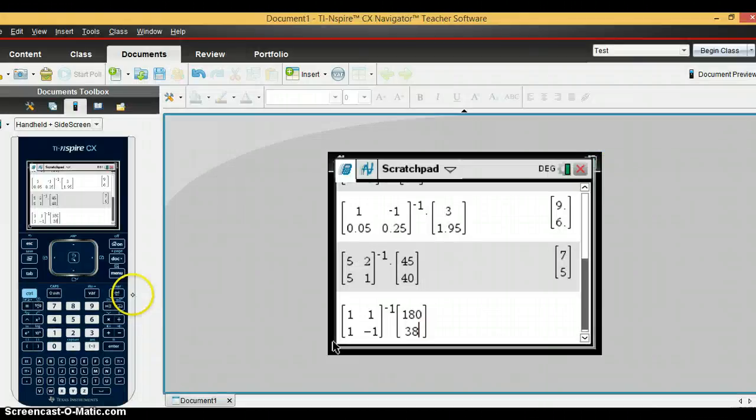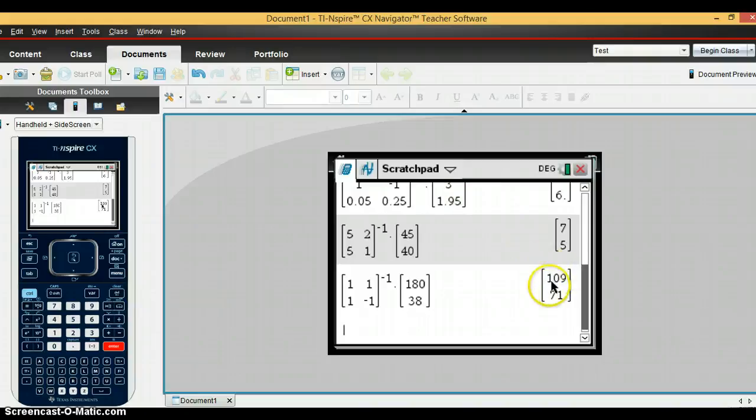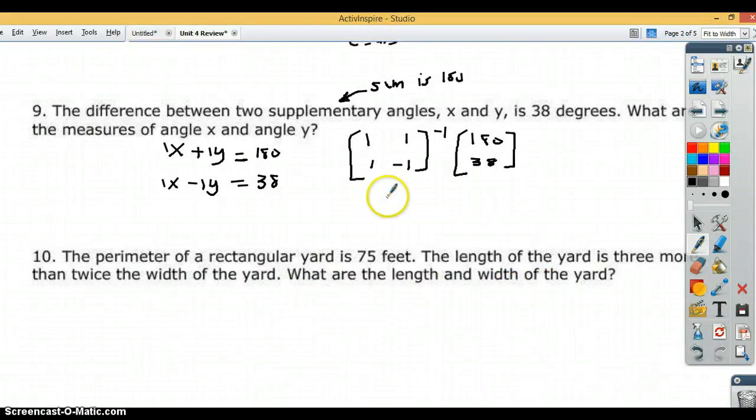Yeah. And so when we do that, we get 109, 71. So that means x is equal to 109, y is equal to 71. All right, I'm not going to worry about 10. We'll just move on. You guys can do that one on your own.